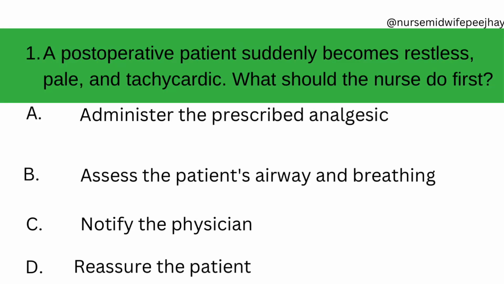Post-operative patient suddenly becomes restless, pale, and tachycardic. What should the nurse do first? A. Administer the prescribed analgesic. B. Assess the patient's airway and breathing. C. Notify the physician. D. Reassure the patient. Correct answer is B.